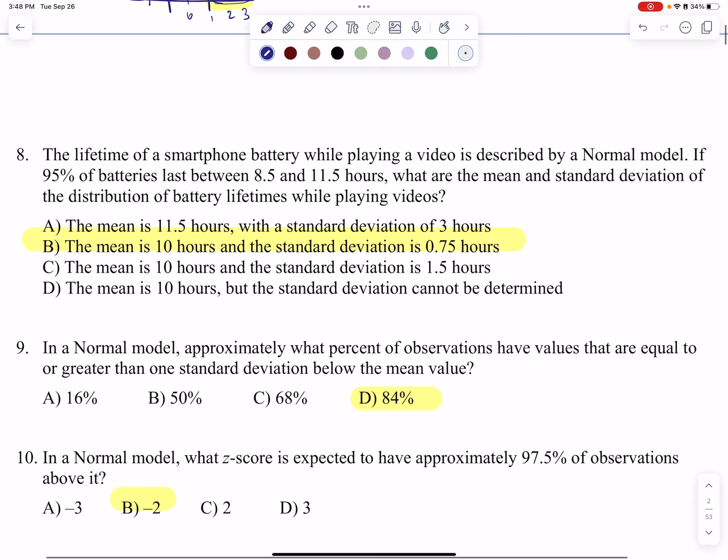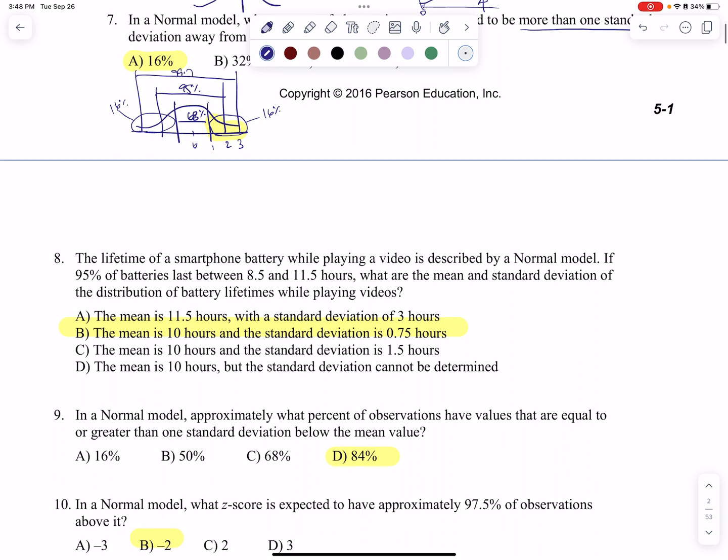Okay, the lifetime of a smart tone battery. This one is just the most difficult one, and if you have one like this on your test, it will be a bonus problem. You can do it. It's just a little bit more steps.